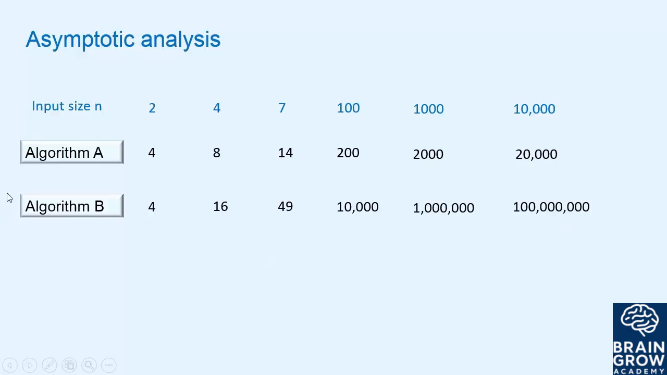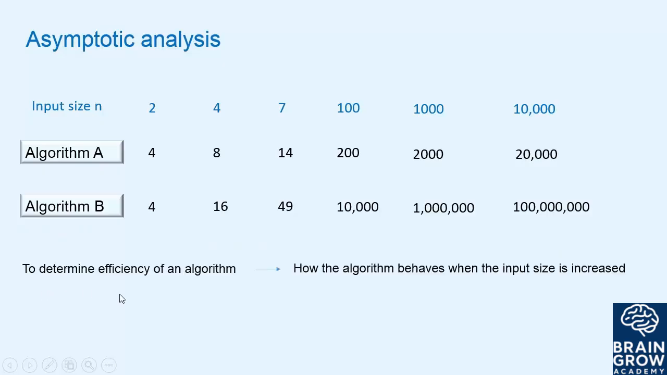So if we have to choose between algorithm A and algorithm B, we'll definitely go with algorithm A because algorithm B will become very inefficient for larger input. So to determine the efficiency of an algorithm, we have to see how the algorithm behaves when the input size is increased. How the algorithm behaves means how the running time increases with the input size. To find the rate at which the running time increases, we'll use a mathematical tool named Big O notation. So in the next lecture, we'll learn about this Big O notation.